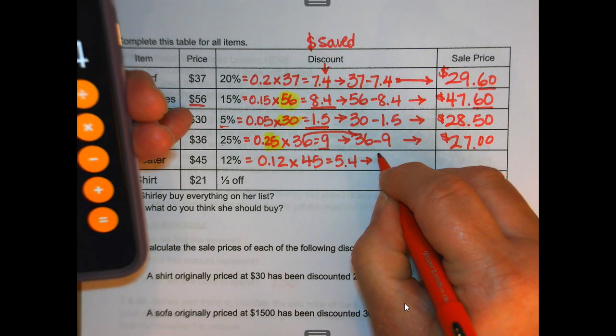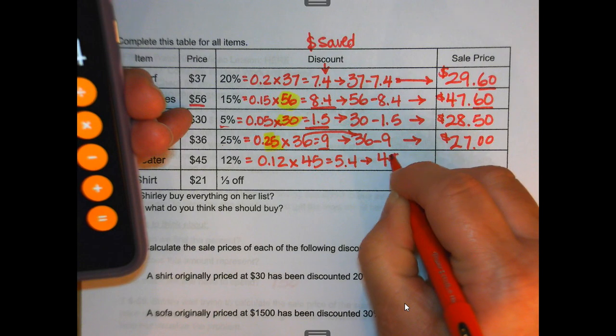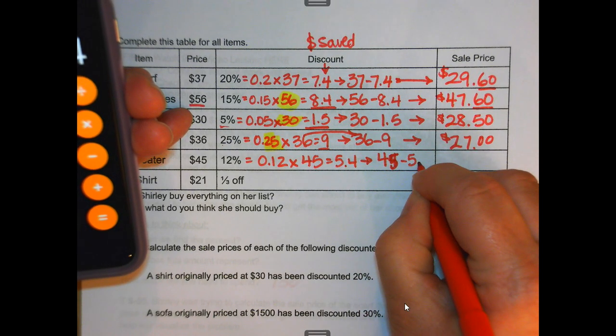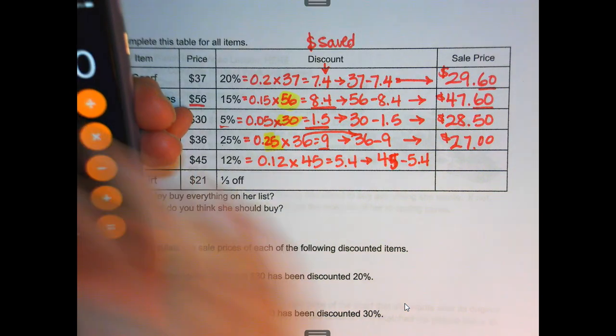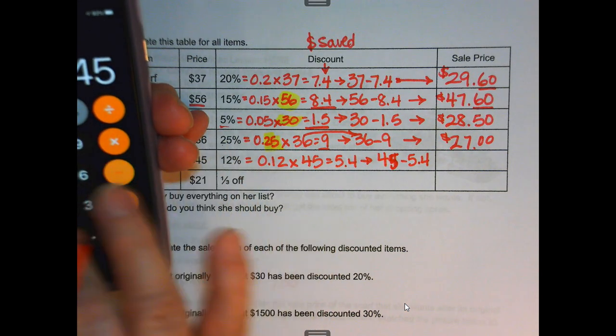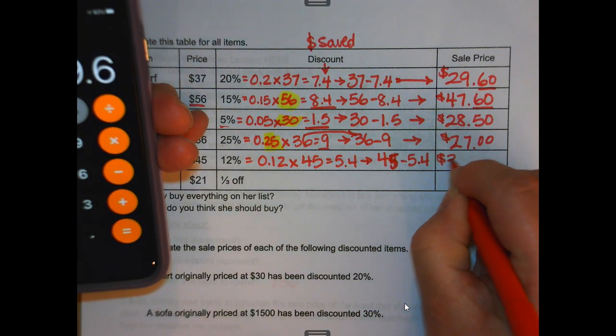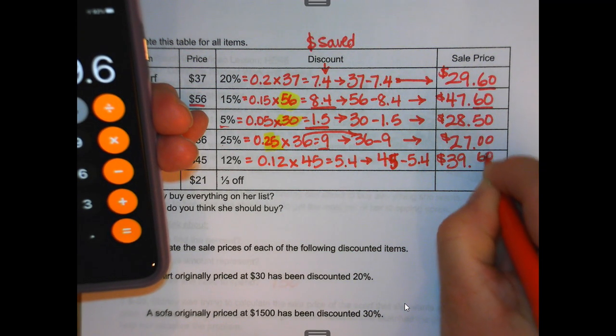We are going to bring that 45 over, and subtract 5 and 4 tenths. 45, subtract 5 and 4 tenths gives me 39.60.